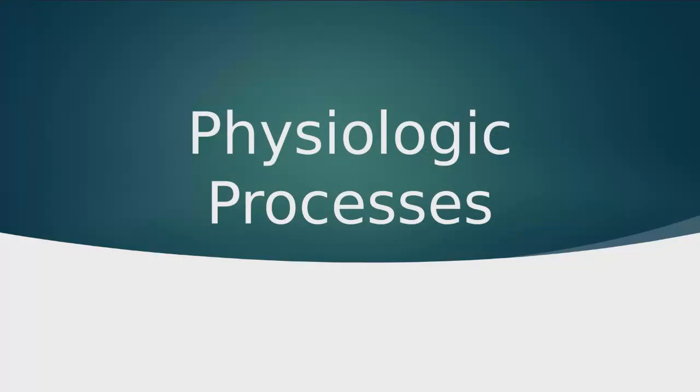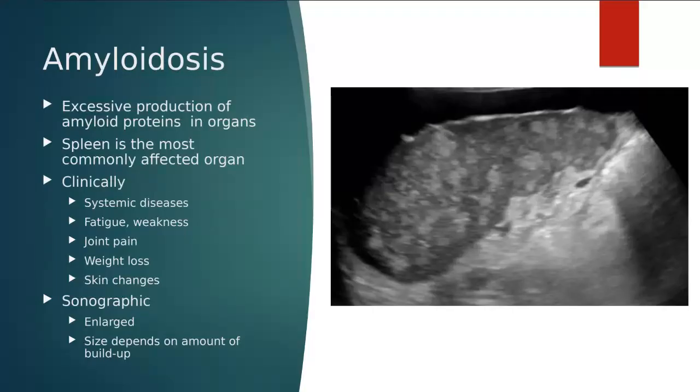Next, we're moving into our physiologic processes. So some conditions and diseases that are pretty isolated to the spleen. Our first one is amyloidosis.